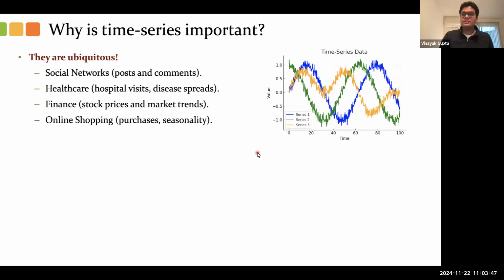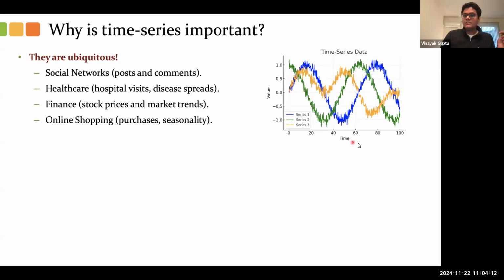So time series is in social networks, like you have posts, you have likes, you have comments, you do virality modeling of whether some tweet is going to go viral using a time series. They are in healthcare. You have hospital visit records, you have EHR, you have mental health records, and you need to model them to learn how a patient is growing. And they are in finance. You have stock prices, market trends, and they are almost everywhere.